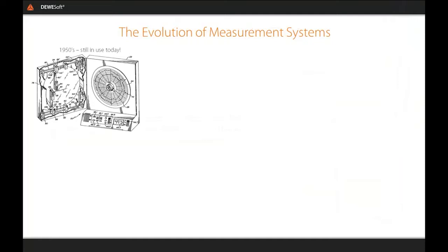Now, how does that look from a measurement point of view? Well, the paper disc was introduced in the 50s, and honestly, it's still being used today. Low sample rate applications like thermal monitoring and power generation systems, etc., still use them, and they still work very well.